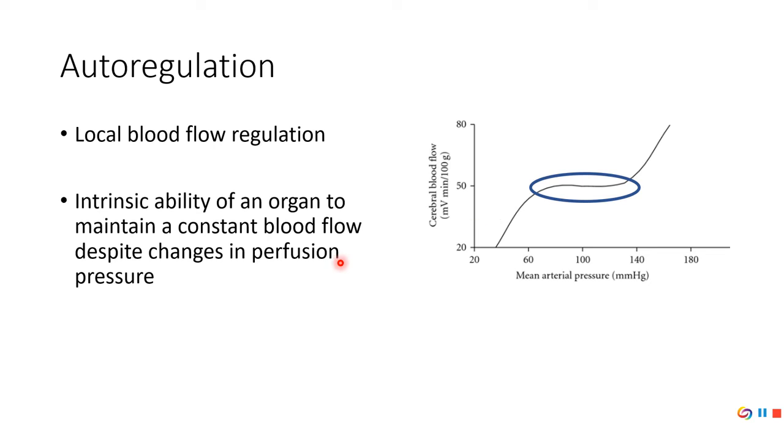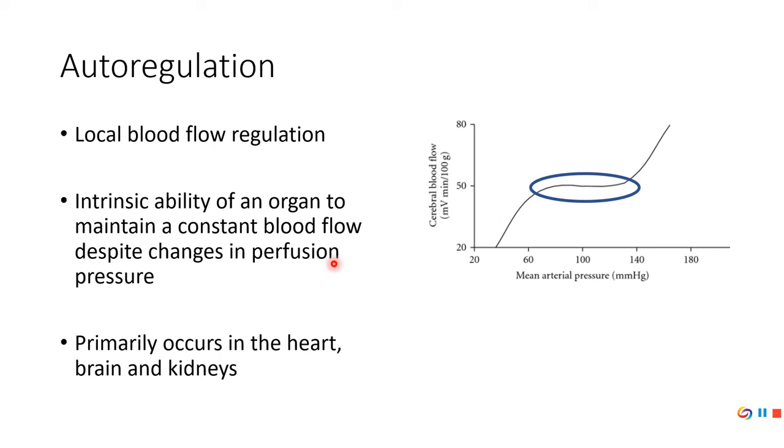And when we say perfusion pressure, that just means the pressure caused by the blood. But the heart, brain, and kidneys are where this primarily occurs. We're going to go into a little detail during week 12 of how this actually occurs in the kidneys and the importance of this autoregulation.